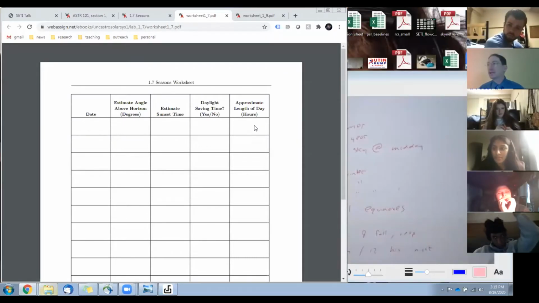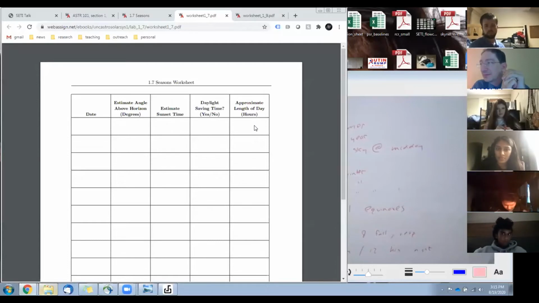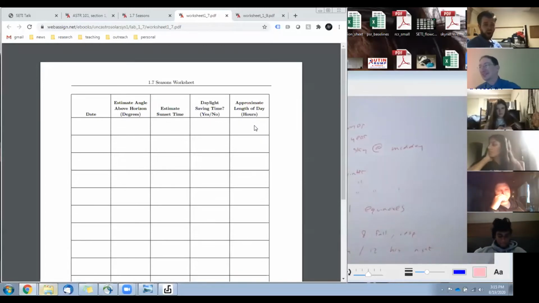Okay, questions about seasons? I had a question about the worksheet. So we do estimate like the angle above the horizon at like midday, right? Yep, yeah, at midday. Of course, it changes throughout the day, so this will be at midday.